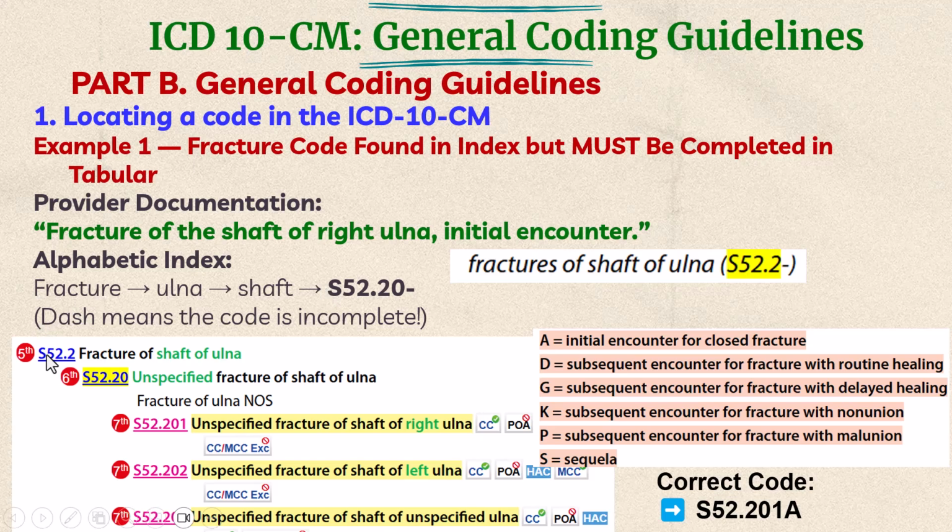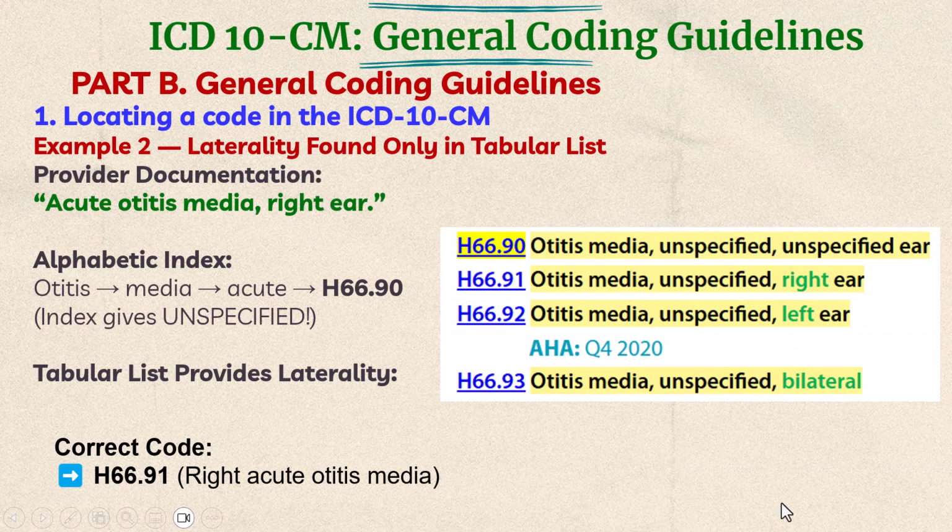Once you go to the code, you can see S52.201 is unspecified fracture of shaft of right ulna. So in our case, this is right ulna, but initial encounter. This code gives 6 characters, but the 7th character you have to put for the encounter. The letter A is for initial encounter for closed fracture, D for the subsequent encounter, and S for the sequela. So in this case, it's the initial encounter, so you have to put the letter A. So the correct code will be S52.201A.